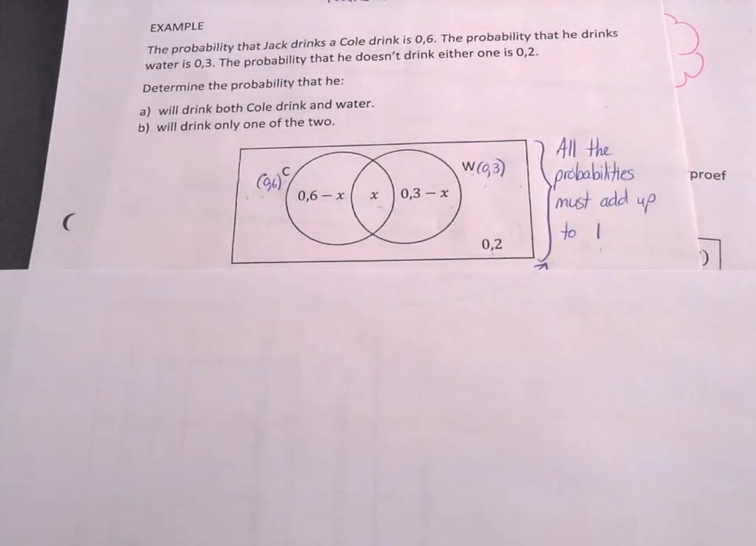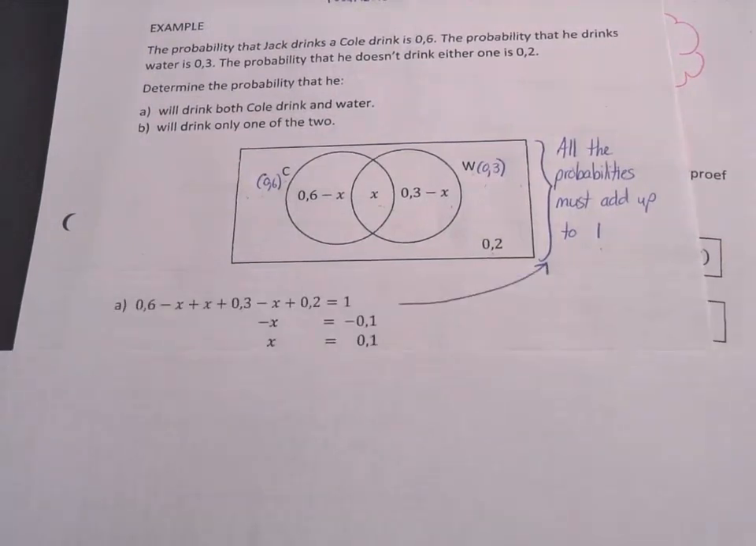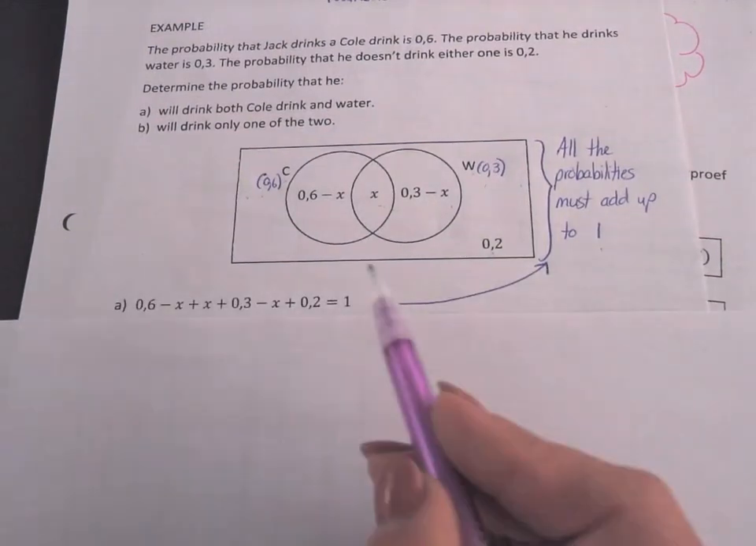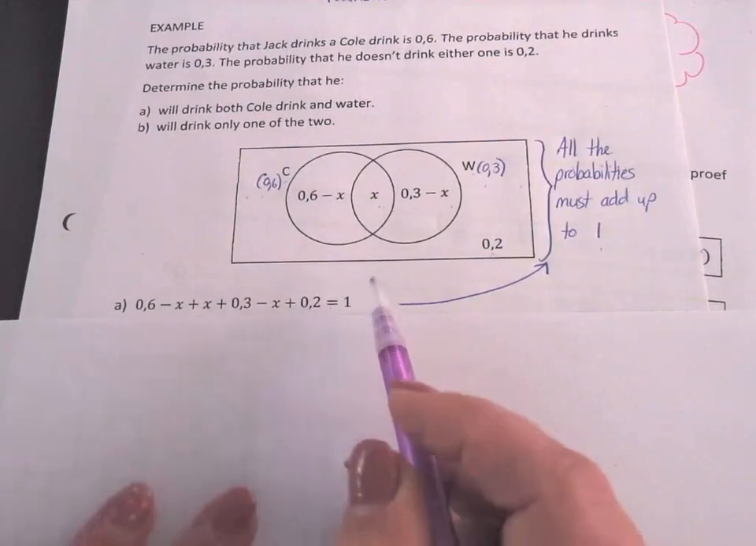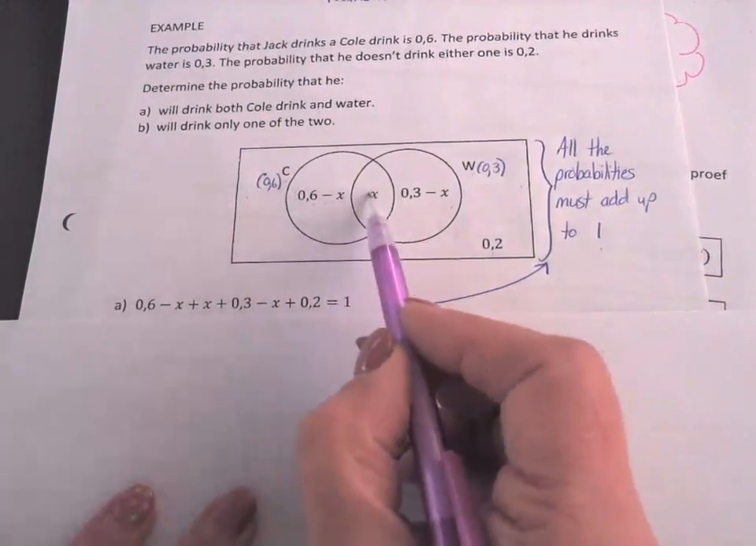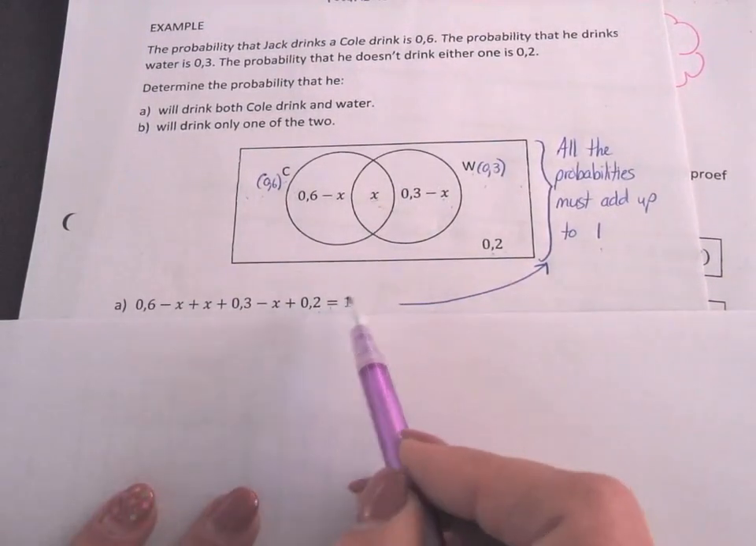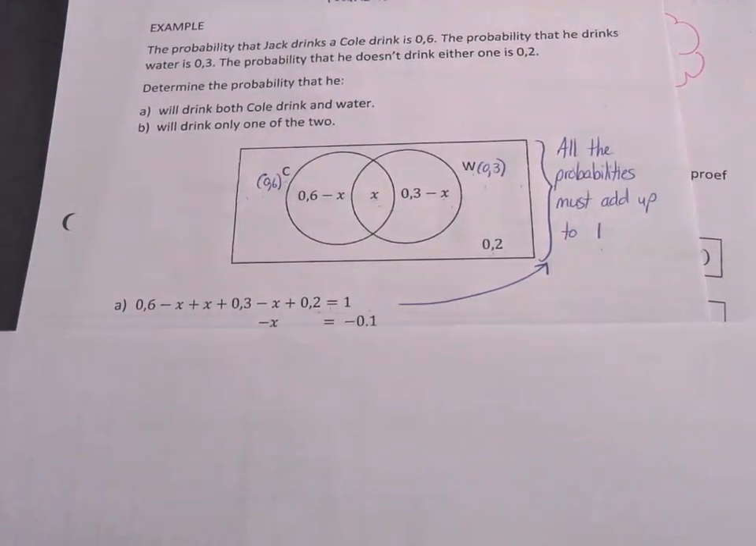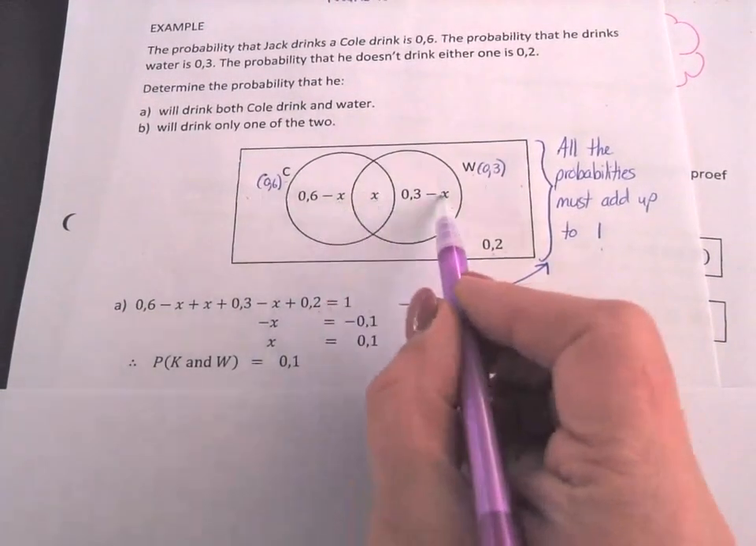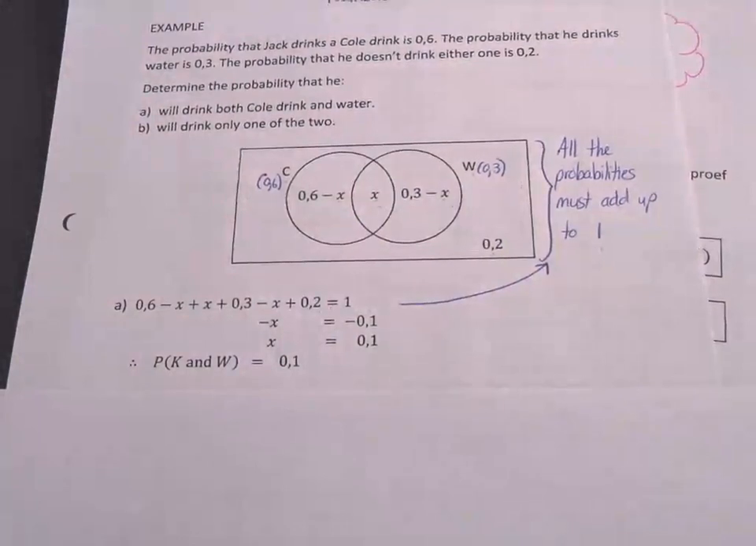Now they want you to calculate X. So we add everything up and say it equals 1. It's this part plus that part plus this part plus the outside part equals 1. Then you solve for X. So X is 0.1. Then substitute and work out your probabilities.